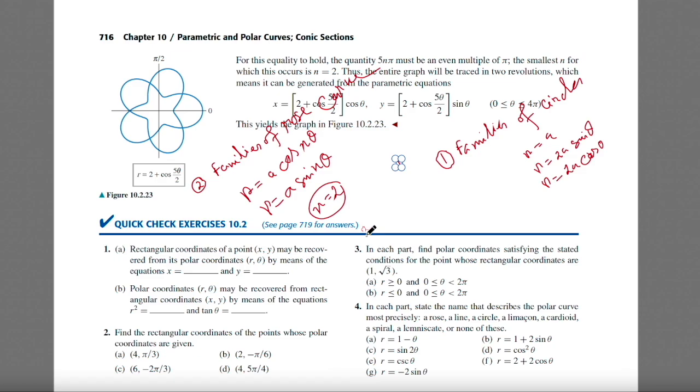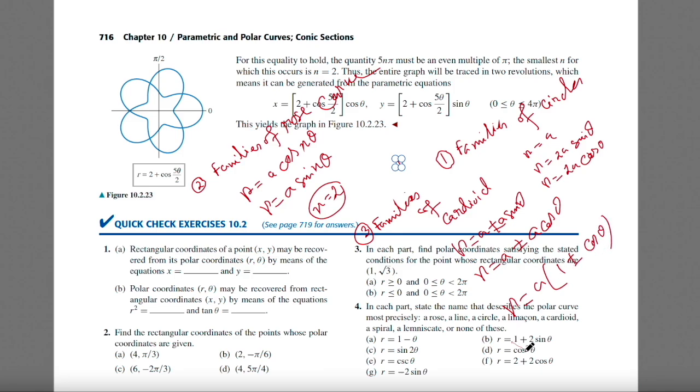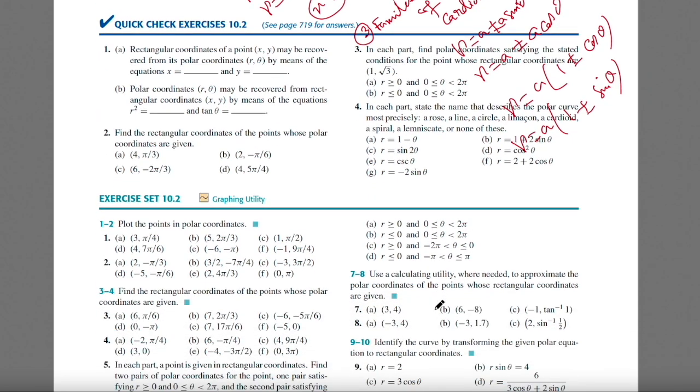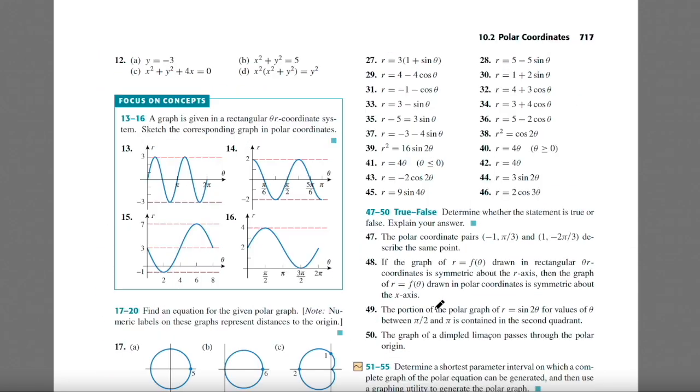Number 3, today we discuss families of cardioid, which is r equal to a plus minus a sin theta, and r equal to a plus minus a cos theta. Or this equation you can write as r equal to a into 1 plus minus cos theta, or r equal to a into 1 plus minus sin theta. So these are the graphs you need the ability to sketch.